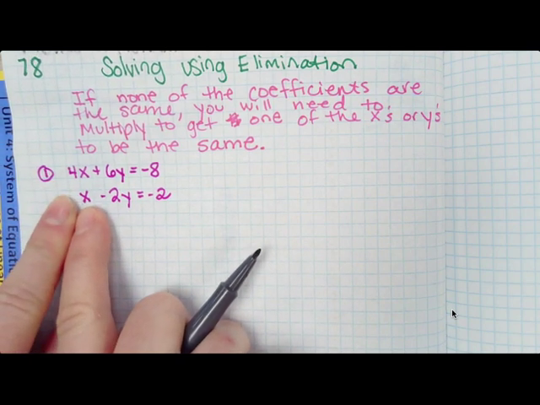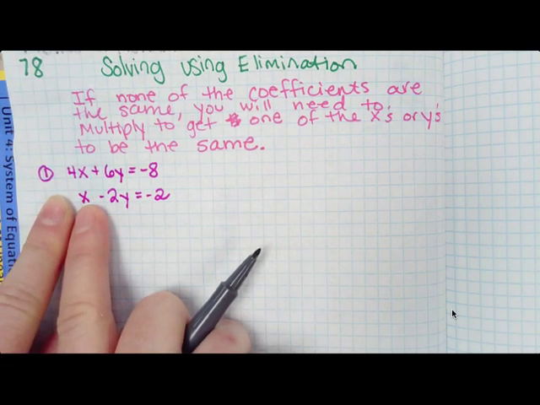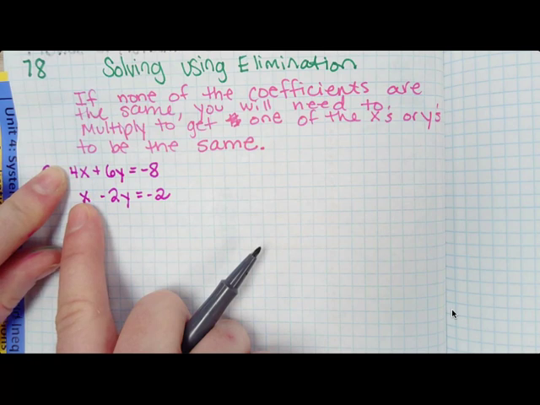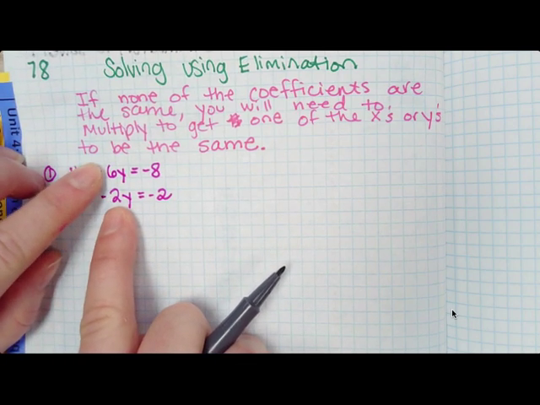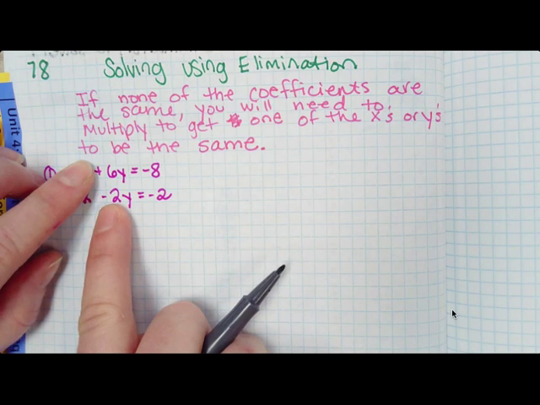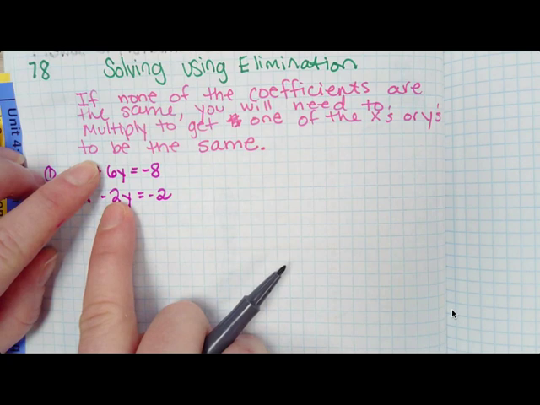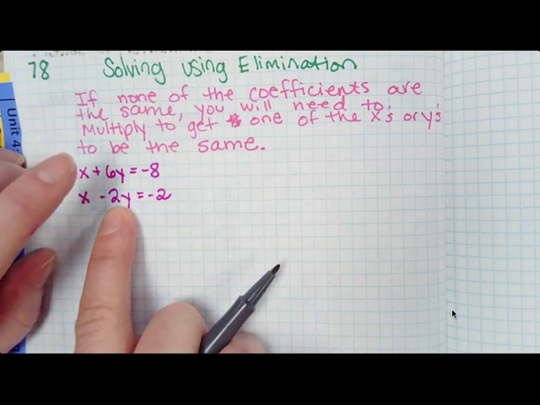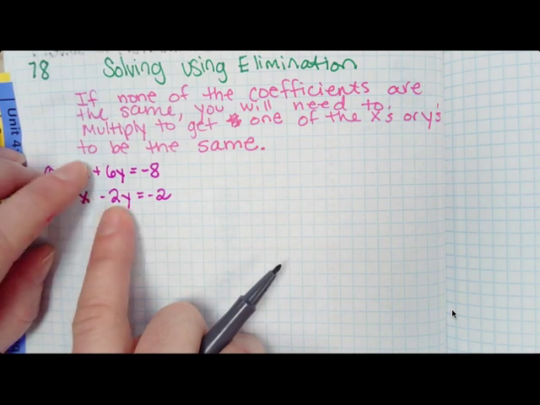So if we do the x, what would we need to multiply everything by? -4. Because we want this to be 4, but we want it to be the opposite. If we wanted to get rid of the y, we have a 6 and we have a -2. How could we get them both to be 6? One to be 6 and one to be -6. Multiplied by +3. You're trying to get them to be opposite. The same number, just opposite signs.